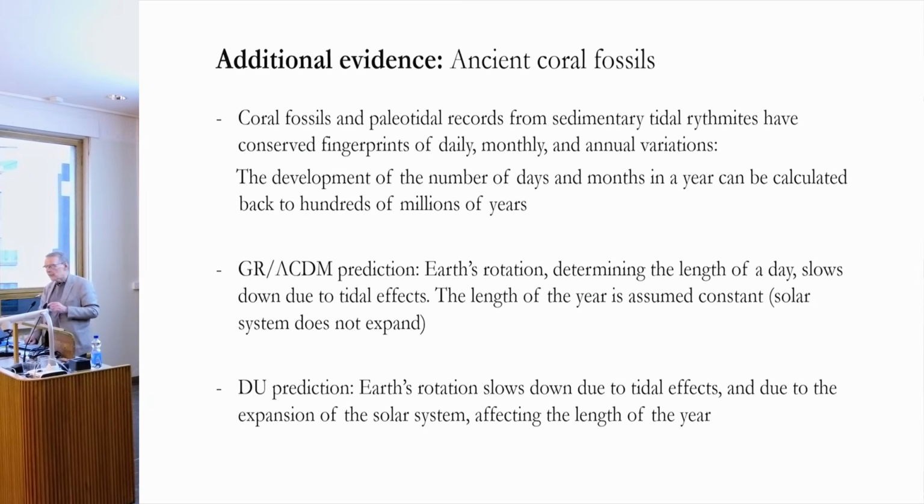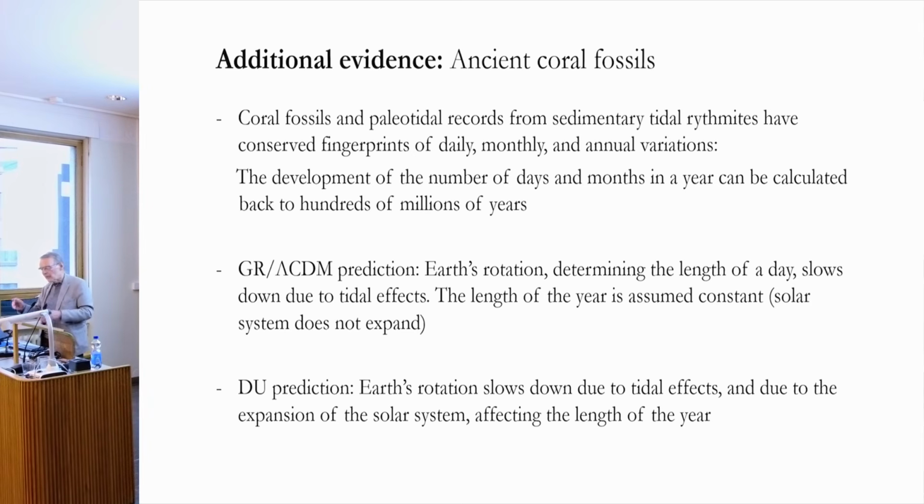So we get some additional, surprising evidence from ancient coral fossils. Coral fossils and sedimentary tidal rhythmites have conserved fingerprints of daily, monthly, and annual variation in the samples. The development of the number of days and months in a year can be calculated back hundreds of millions of years. My colleague Heikki Sipilä, who is sitting here in the first row, did excellent work in finding the data and made the basic analysis for that.